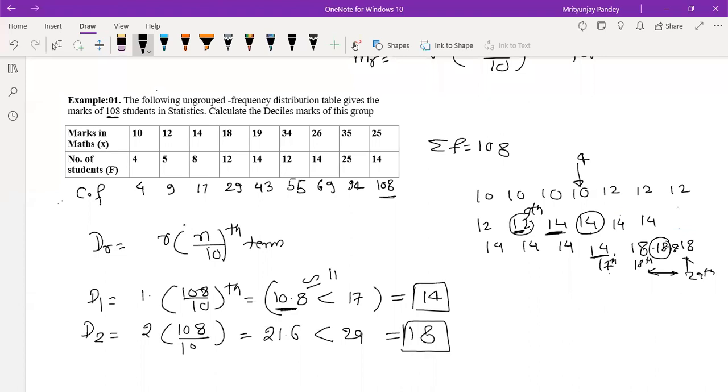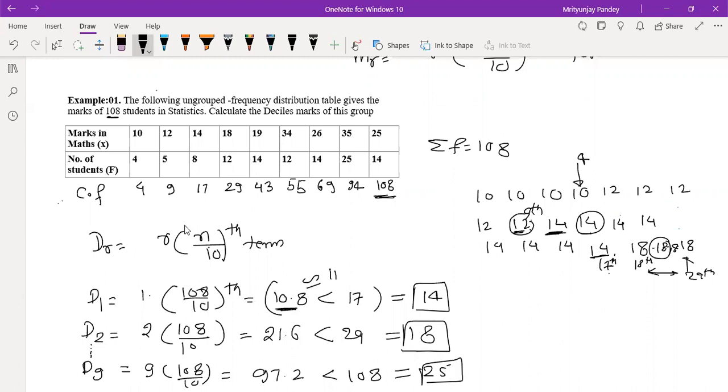Yes. ऐसे आप बाकी सब कैलकुलेट कर सकते हैं. अब D9 कैलकुलेट करो. तो 9 into 108 upon 10. Yes, tell me answer. 10.8 into 9 करो. 97.2. Just less than is what? 108. Answer is 25. Is it clear? 25. Yes, sir.